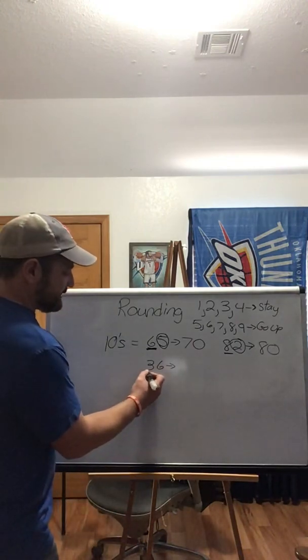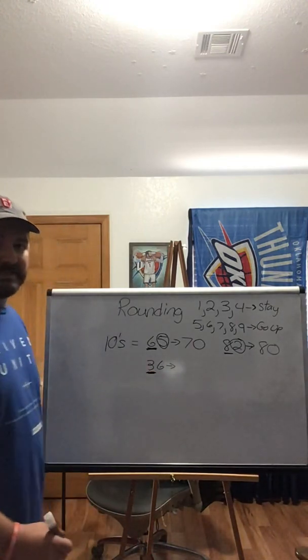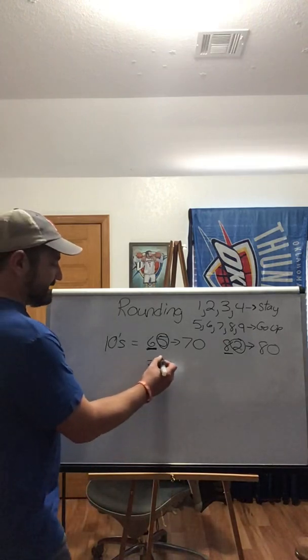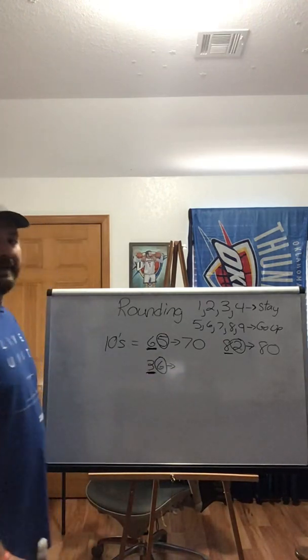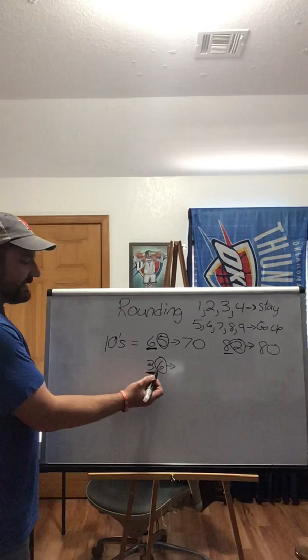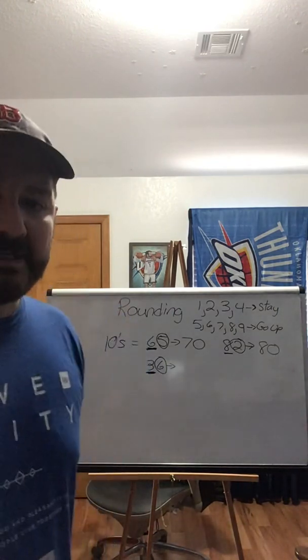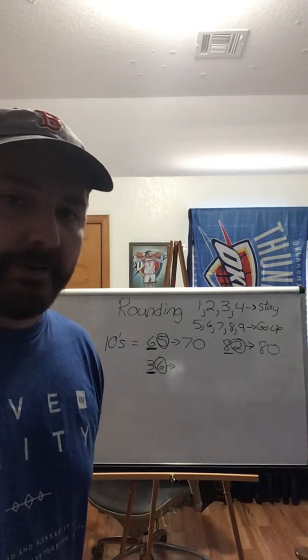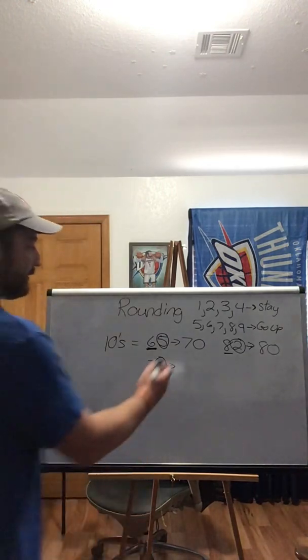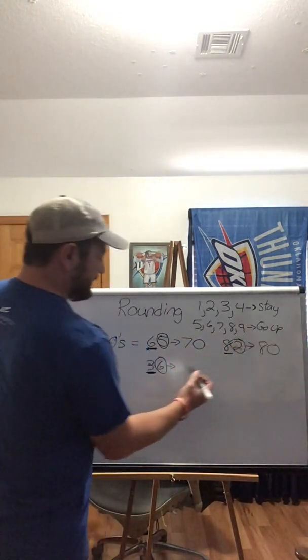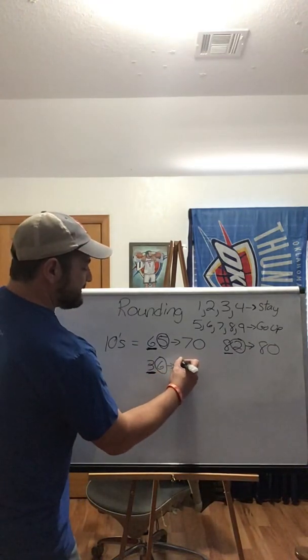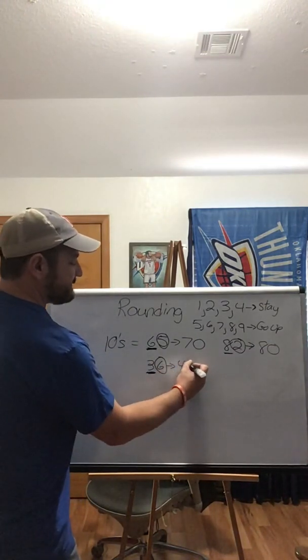First things first, underline my 3 because I'm working on the tens place. Circle my 6. What is the 6 telling the 3 to do? Is it telling it to stay a 3 or go up? Well, we go up here and look. There's my 6. It's telling it to go up. So that 3 becomes a 4 and that 6 becomes a 0.